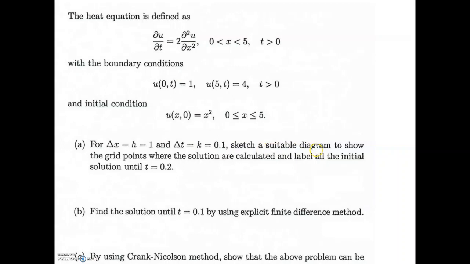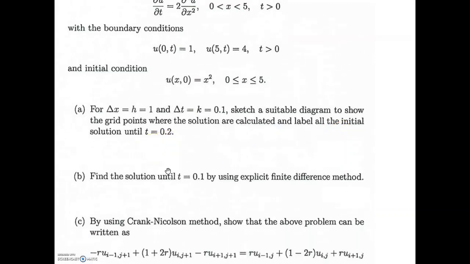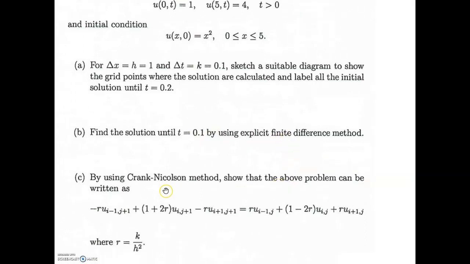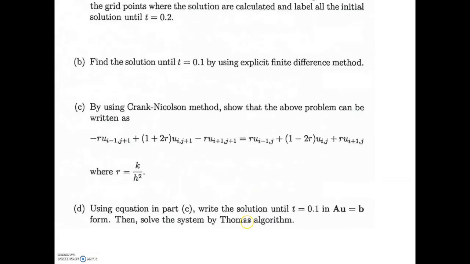Sketch a suitable diagram to show the grid points where the solutions are calculated, and label all the initial solutions until t equals 0.2. For part B, find the solutions until t equals 0.1 only, using the explicit finite difference method. For part C, using the Crank-Nicolson method, show that the above problem can be written in this form. Later on, we will look at the proof in the sample solutions.